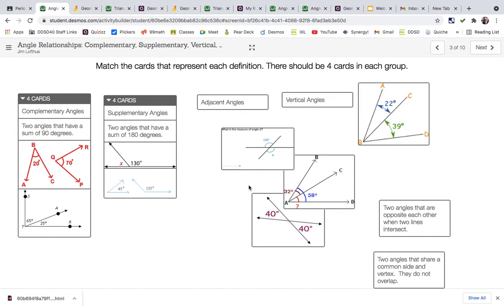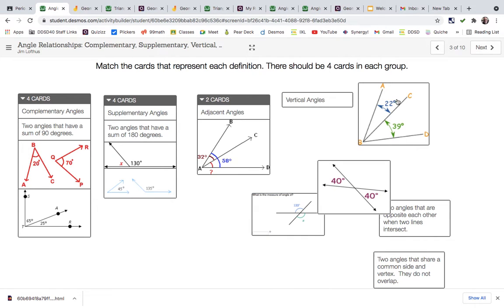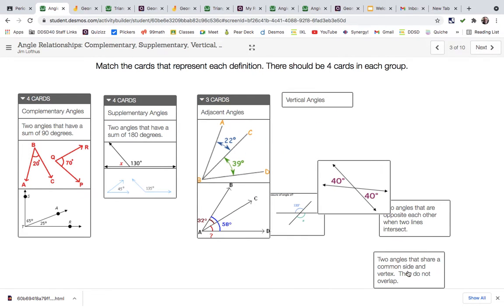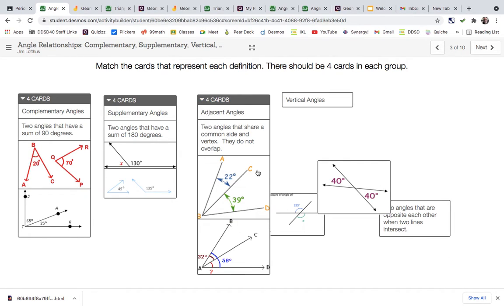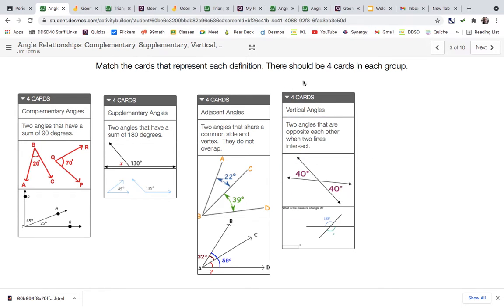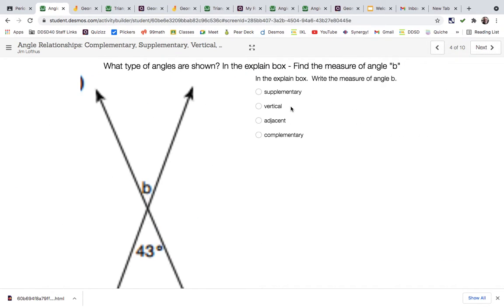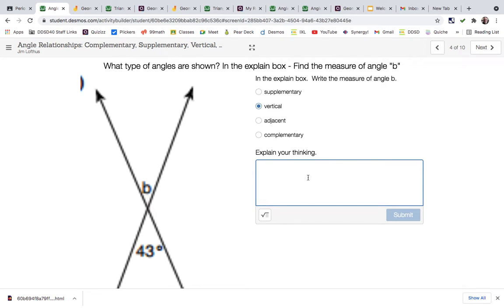Here we go. Adjacent angles look like this and look like this, and adjacent angles have 2 angles that share a common vertex and they don't overlap, and they have a common side. And so then the rest of these are vertical angles opposite each other like this and like this. Okay, this is a picture of vertical angles. They share a vertex.